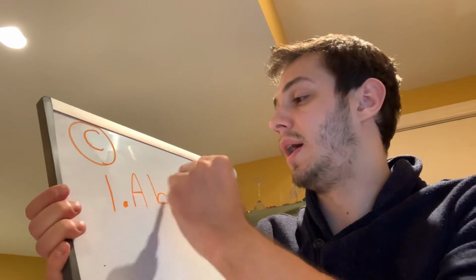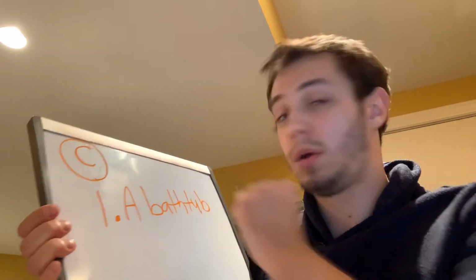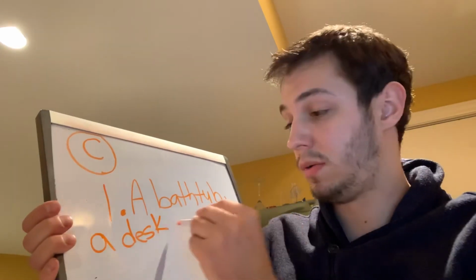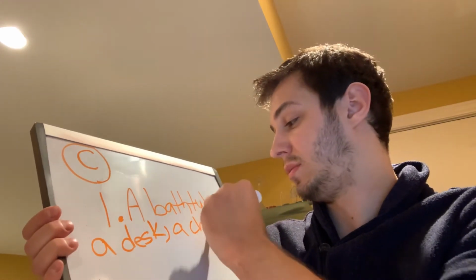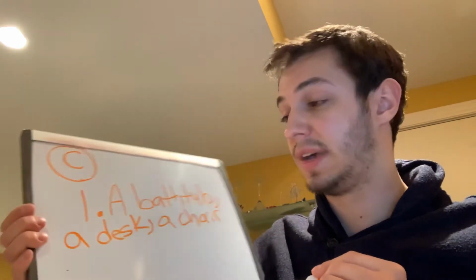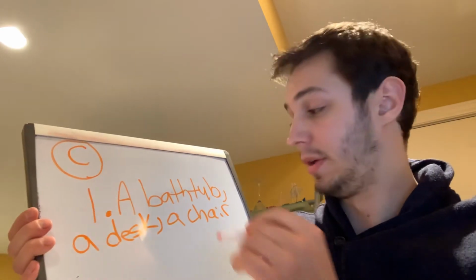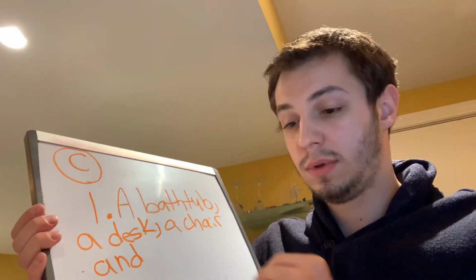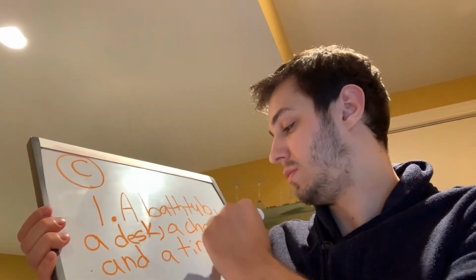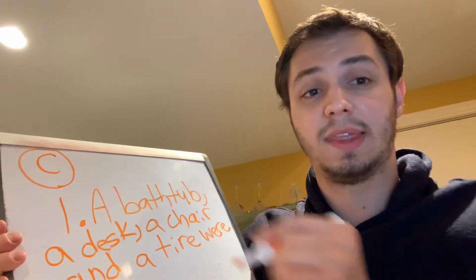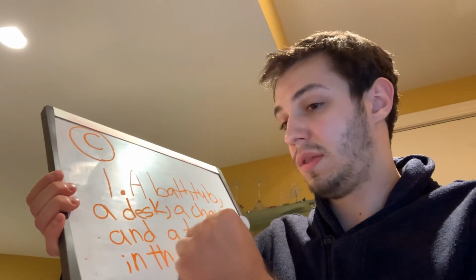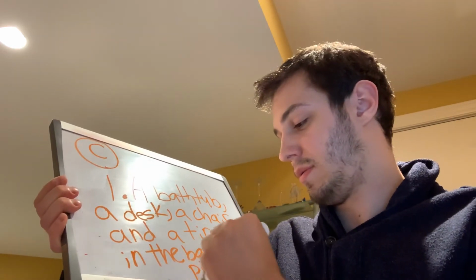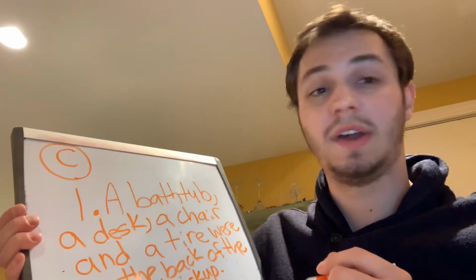So we can say a bathtub, comma, a desk, comma, a chair. Now I'm going to use the word and because that is going to be the last item that we are naming. So a bathtub, comma, a desk, comma, a chair, and a tire, and then I'm just going to continue the sentence that they gave us. We're in the back of the pickup.